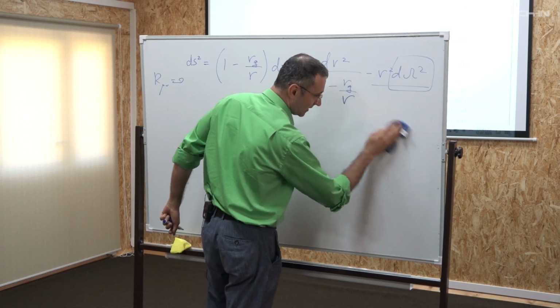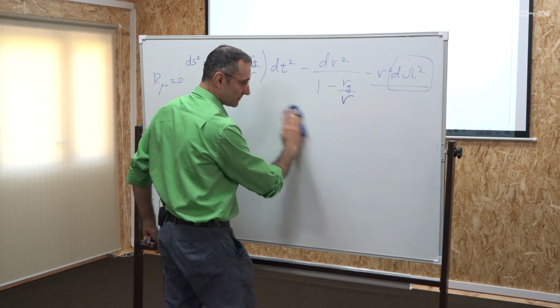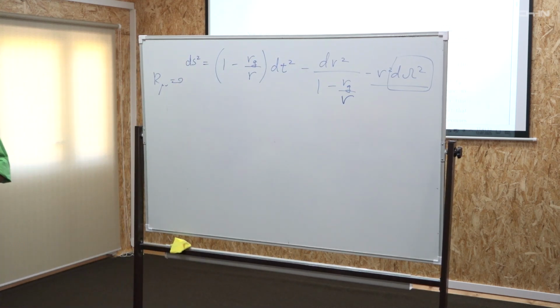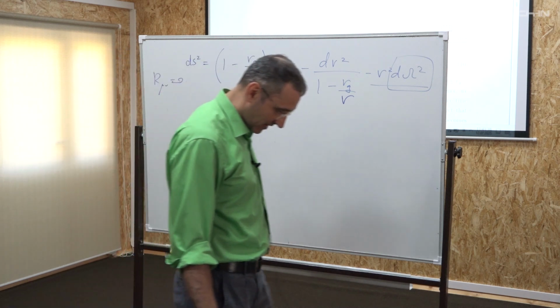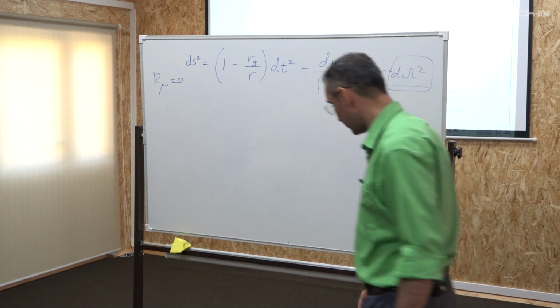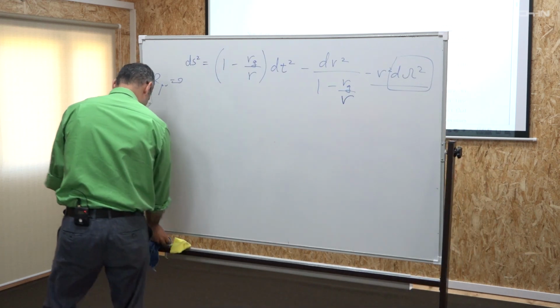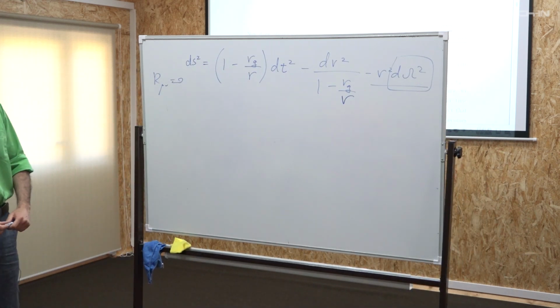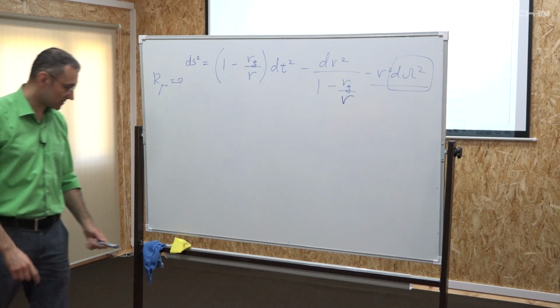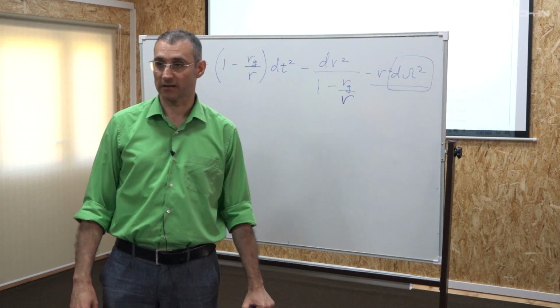Okay, this is a good point when I can stop before continuing further, before doing Kruskal coordinates and drawing for you the Penrose diagram for the black hole, which will be done at the next lecture. And I will describe properties of black holes at the next lecture. Now I can answer questions. I have less than 5 minutes left, if there are questions.